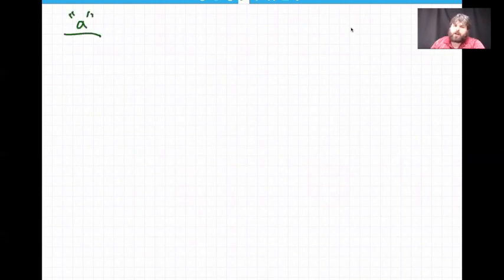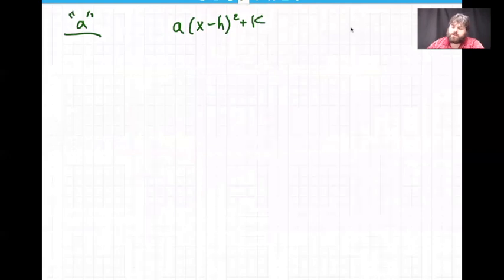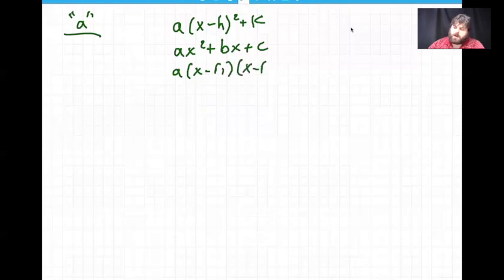Okay. So let's talk about a. If you look back at all three of these forms, right, we had a times x minus h squared plus k, right? That was vertex form. We had ax squared plus bx plus c. That was standard form. And then we had a times x minus r1 and x minus r2. Do you notice how they all had an a in there? That means something actually very specific. These a's are all the same number, okay? These a's are found in all three equations, and it's really important that we understand what the a does.